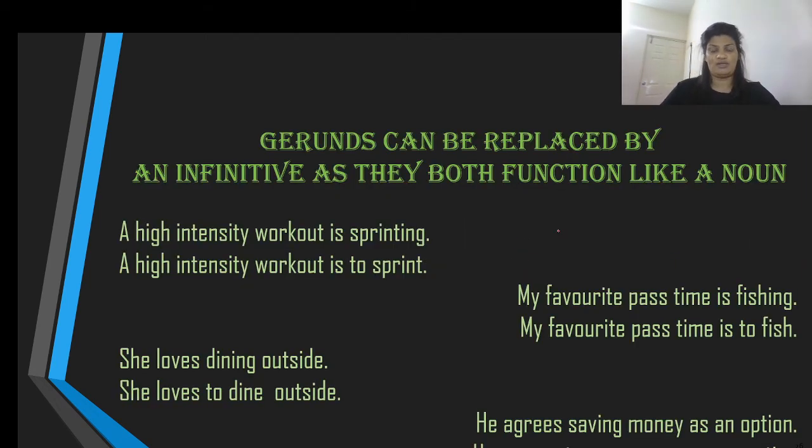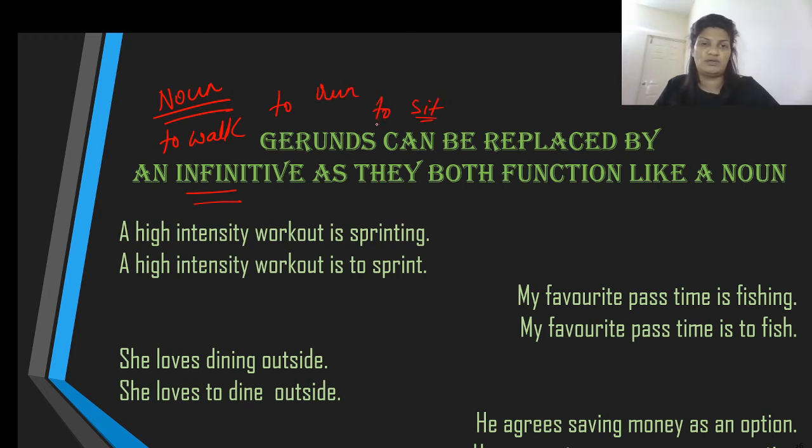Now let us go on and learn a little more about gerunds and infinitives. Gerunds can be replaced by an infinitive. Why? Remember I told you that gerunds also function like nouns. Therefore, you can replace a gerund with an infinitive, as in to walk, to run, to sit. When you use a root verb along with the preposition to, it becomes your infinitive. Now you can easily replace an ing verb with an infinitive. How can we? Let us take a look.